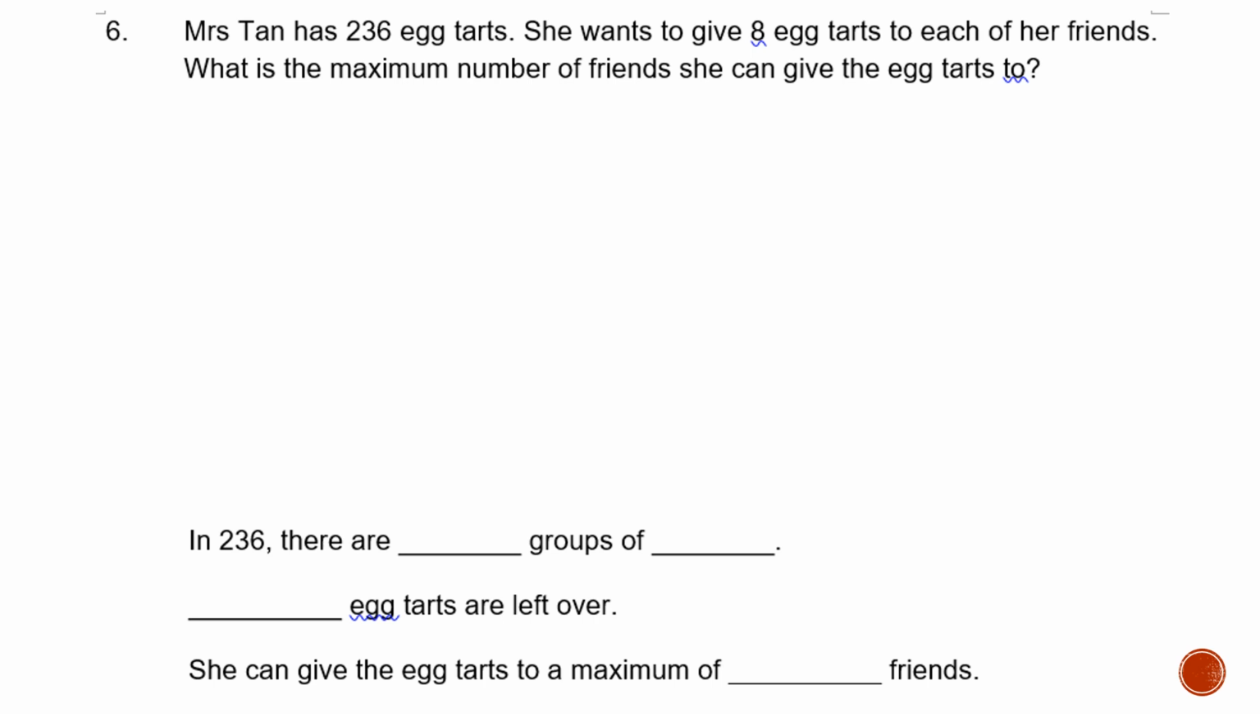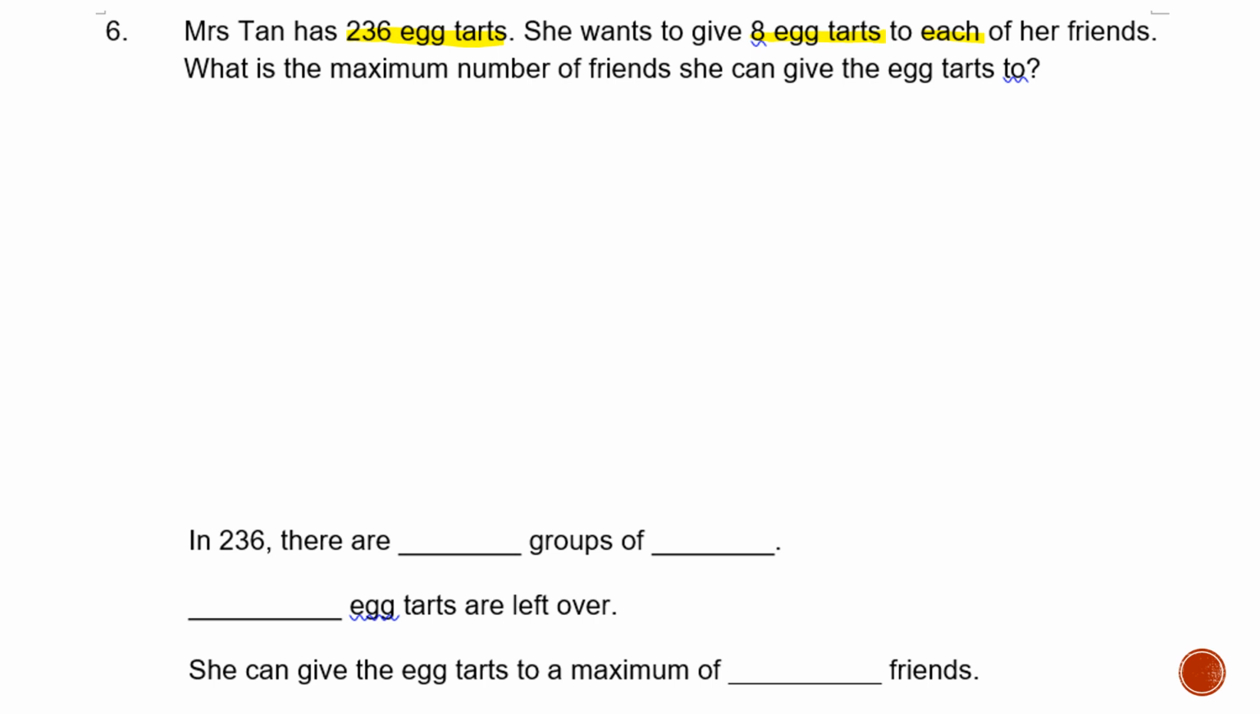Now, I'm going to highlight the keywords for reading, so just pay attention. Mrs. Tan has 236 egg tarts in total. This is a given total. She wants to give 8 egg tarts to each of her friends.